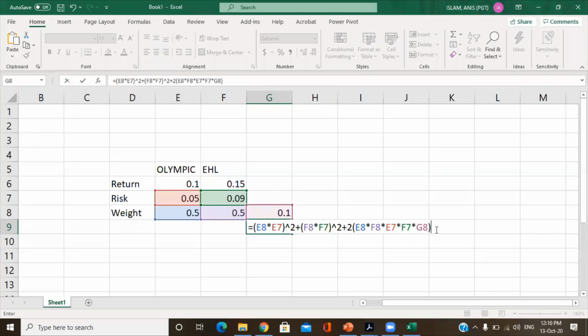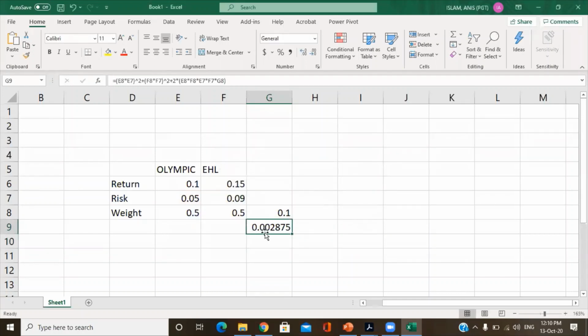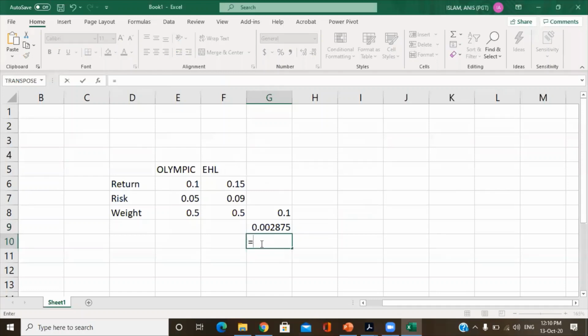I need to put an additional bracket. So this is the variance, not the risk or standard deviation. For standard deviation, what do we do? The square root of the variance. This is the square root of the variance. What's the risk now of the portfolio?